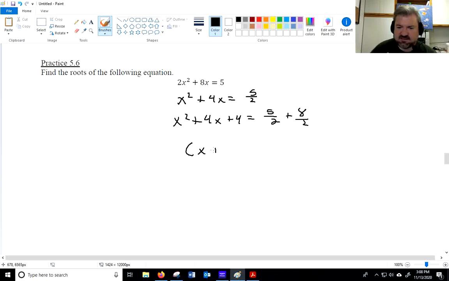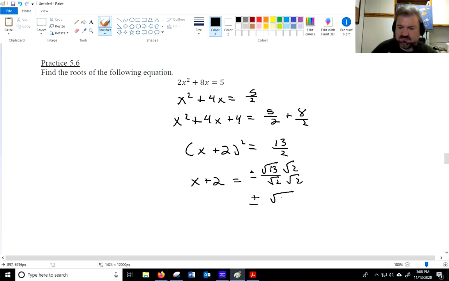This factors as x plus 2 squared equals 13 over 2. Take the plus or minus square root of each side, and you get the square root of 13 over the square root of 2. But we're not going to leave it like that. We'll multiply by root 2 over root 2, giving me plus or minus the square root of 26 over 2.